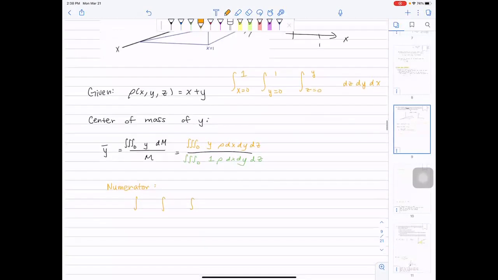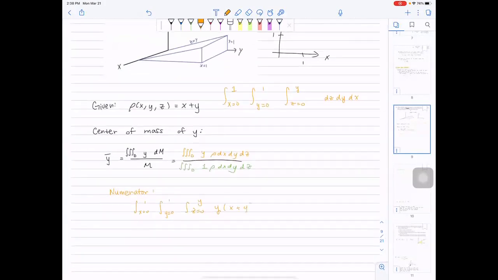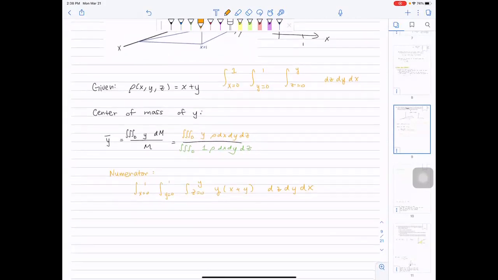Okay, so when we put it in, we have our bounds x equals 0 to 1, y equals 0 to 1, z equals 0 to y. Remember, we're doing y times rho. What is our density? x plus y. So we have y times x plus y, and then dz, dy, dx. So this is our numerator right now. Would anyone like me to do this integration?